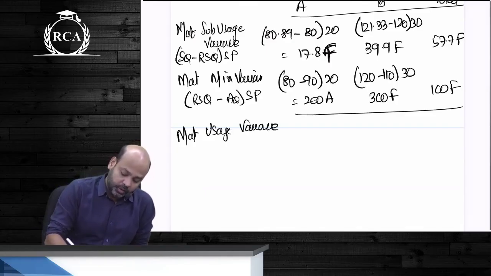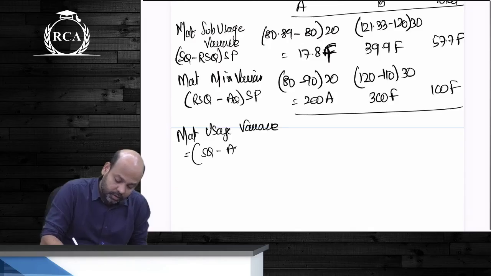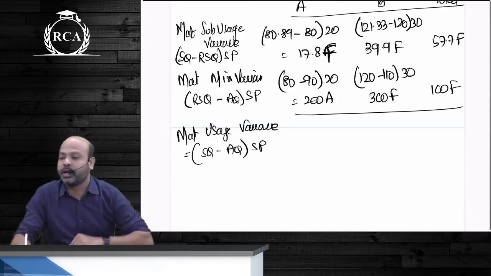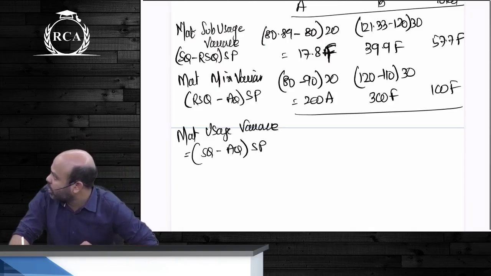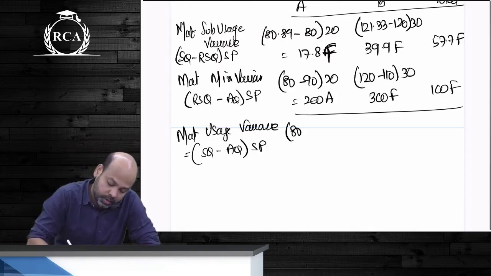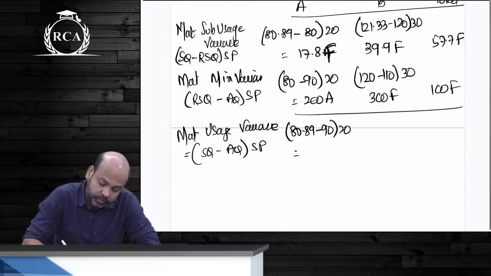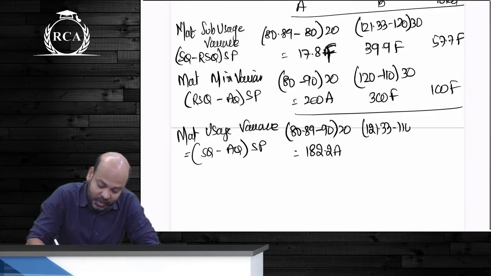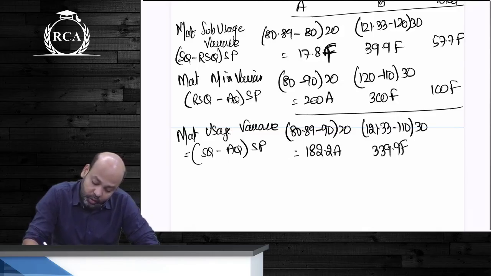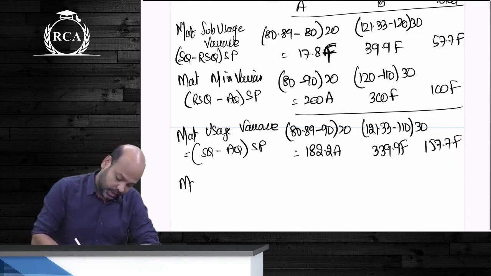What will be your material usage variance? Standard quantity minus actual quantity multiplied by standard price. 80.89 minus 90 multiplied by 20 beta. 121.33 minus 110 multiplied by 30 beta. 339.9 favorable. दोनों का total beta 157.7 favorable.